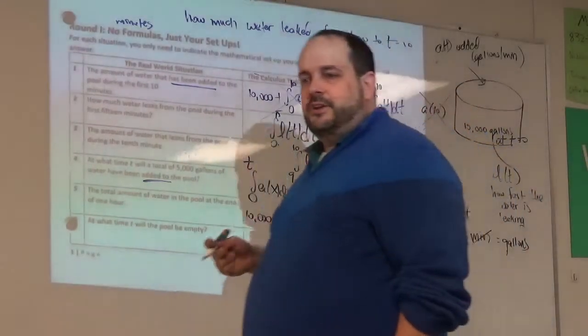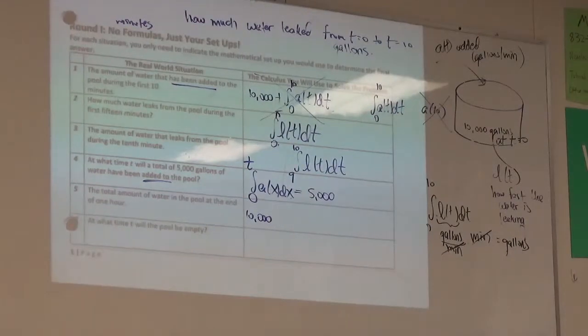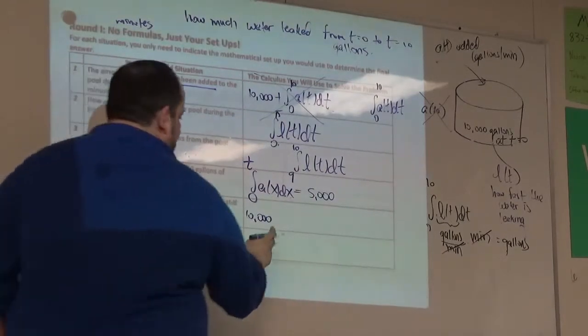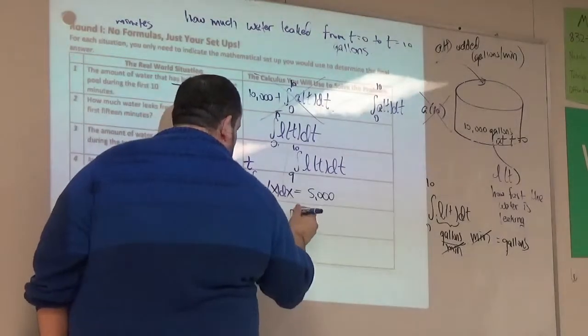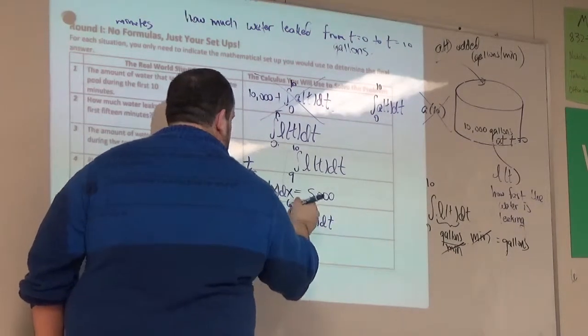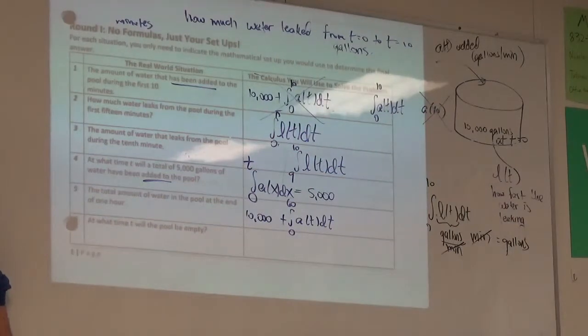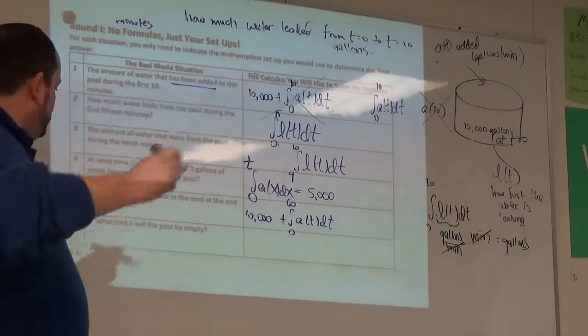Okay. So the good news, everyone seems confident that it's 10,000 plus, right? Because I want to know how much is in the pool. So 3 things happen. There's 10,000 in the beginning, plus how much did I add? A of t dt from 0 to 60. And that's not the end of the story. Claudia, do you know why that's not going to be the end of the story? Okay, you're not sure. Thanks for the honesty.